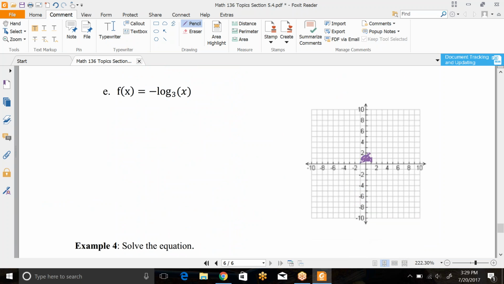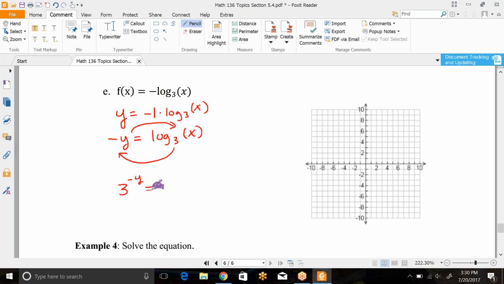All right, let's look at E. So this is y equals, I like to put -1 times log base 3 of x. So this should be a reflection because we have a negative in front of our parent function. To make this work, I'm going to go ahead and get the log isolated, so I'm going to move the negative over by dividing it. So now I have a -y on this side. Then I'll do my spiral to convert it to an exponential form. Makes it easier for graphing.